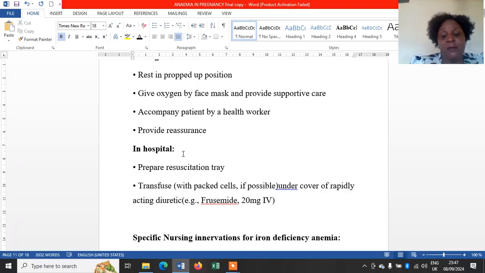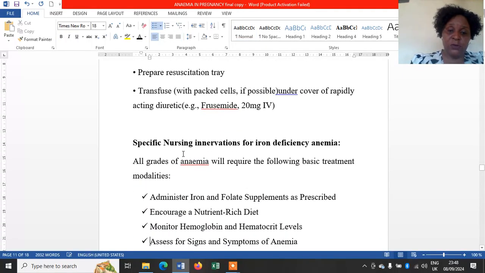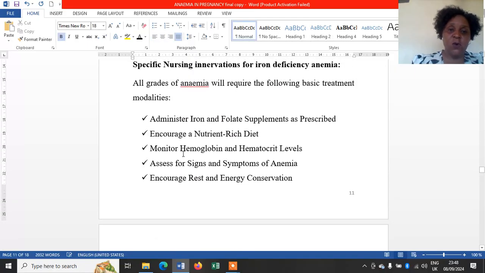and they should be covered with a cover of furosemide. Furosemide is going to help us avoid excessive fluid, to avoid fluid overload. So now let us look at the specific interventions for all grades of anemia which require treatment modalities.